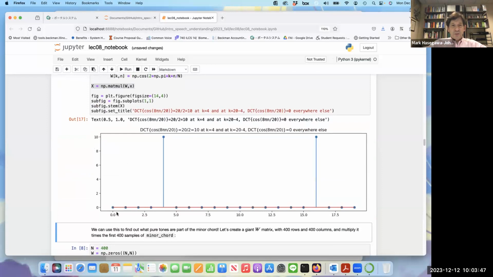And that's not quite true. You can see that the 4th row has a non-zero value, but also the 20 minus 4th row, the 16th row, has a non-zero value. And that's because of aliasing. That's because the frequency 20 minus 4 is the same as the frequency 4.